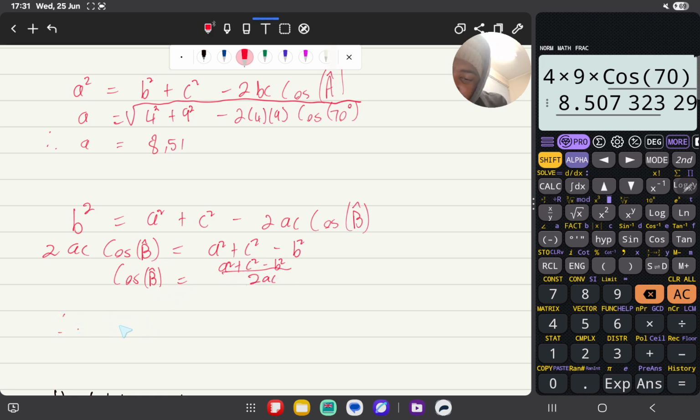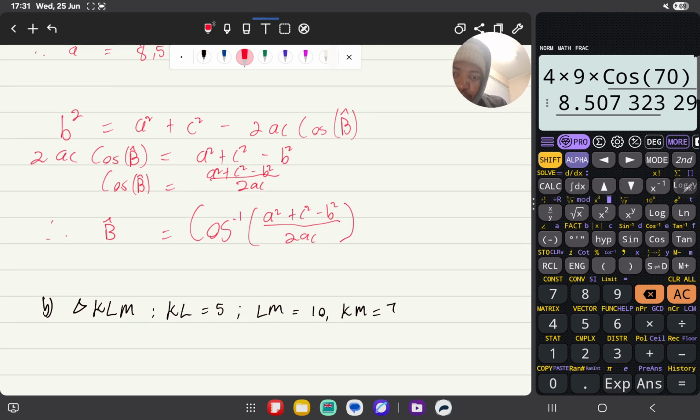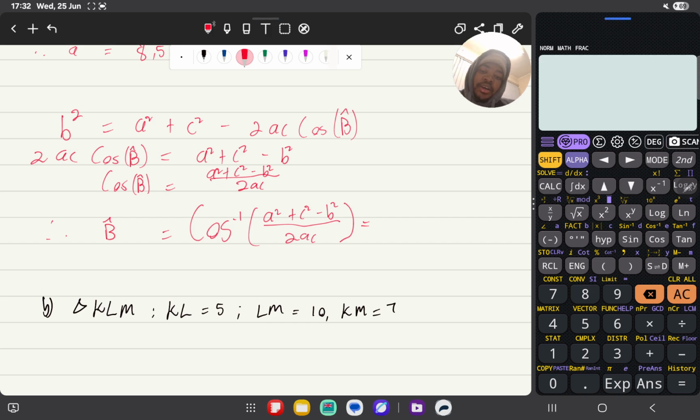And then I can say therefore angle B is going to be equal to cos minus 1 of A squared plus C squared minus B squared over 2AC. Oh, minus 1, I forgot that minus 1. So this is basically what I said. From here on, you just go to your calculator, put the numbers there, and you find your value.